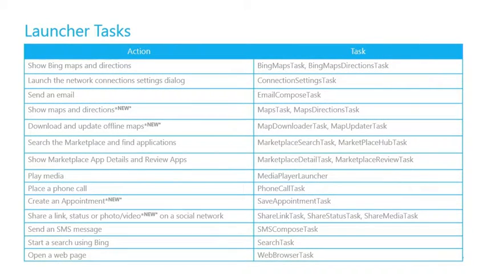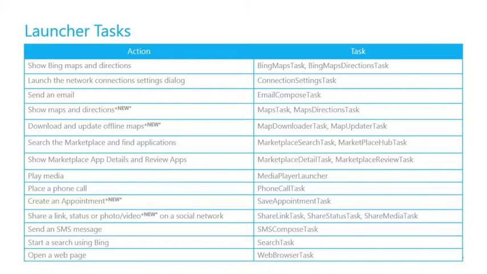The launchers, this is the full list of those guys. These are the ones where it just launches a first-party app and we're not expecting any value back. So all of these, Bing Maps task and Bing Maps directions task, those have been deprecated because they've been replaced by the one four down, which is the Maps task and the Maps directions task. Connection settings task, where you can launch into the settings app on the phone to the network connection settings. Send an email with the email compose task.